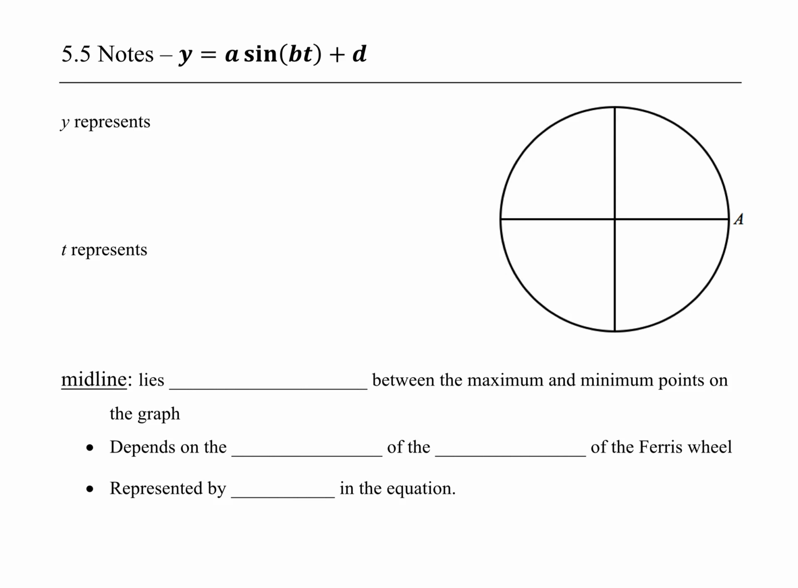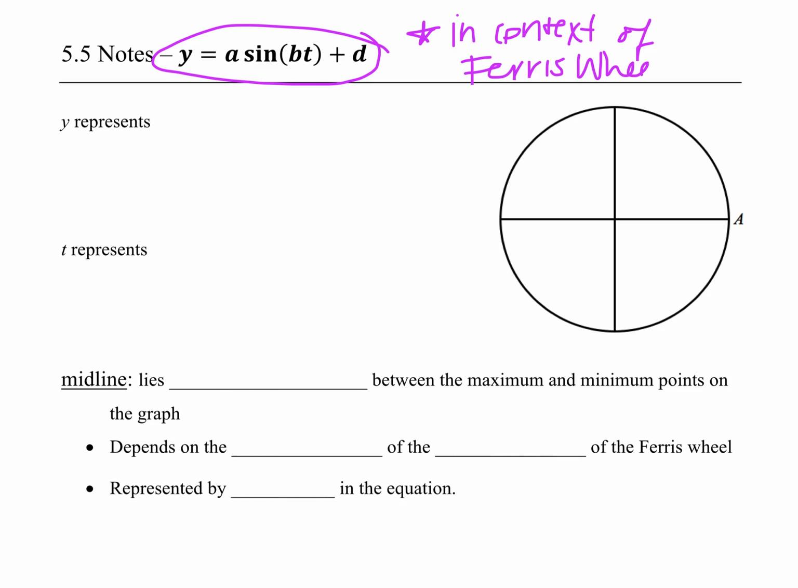So final notes for this equation right here, and for everything I'm doing right here, we're going to do it in the context of the Ferris wheel. Y represents the height on the Ferris wheel. T represents the time after passing point A.